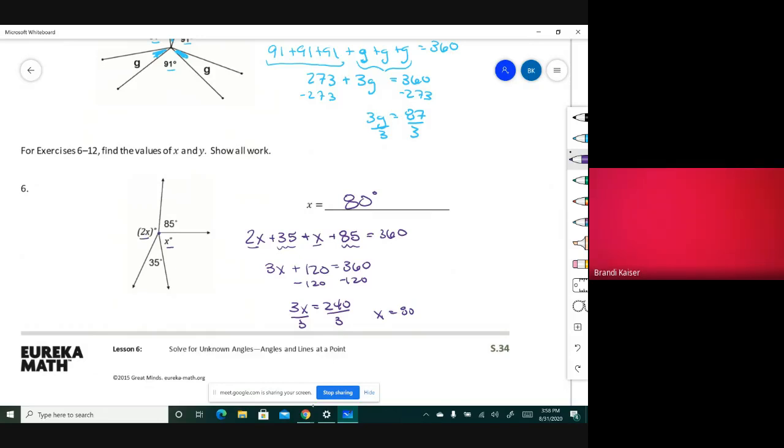Like if they wanted us to go back and find out what those angles were, well, the angle that's just X, that would be 80. But the angle that's 2X, we would have to take 80 times 2, and that would actually be 160. Okay, just make sure you finish the problem to whatever they ask. Here we're just solving for the variables. Okay.